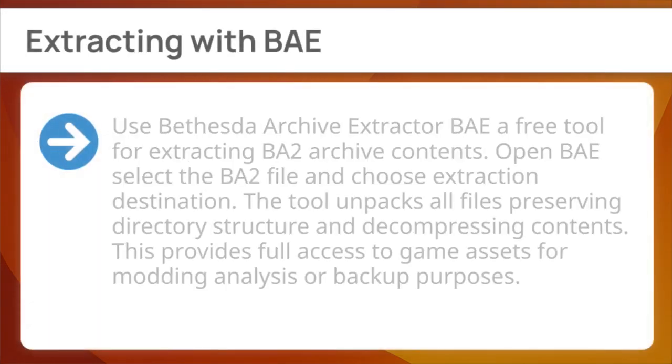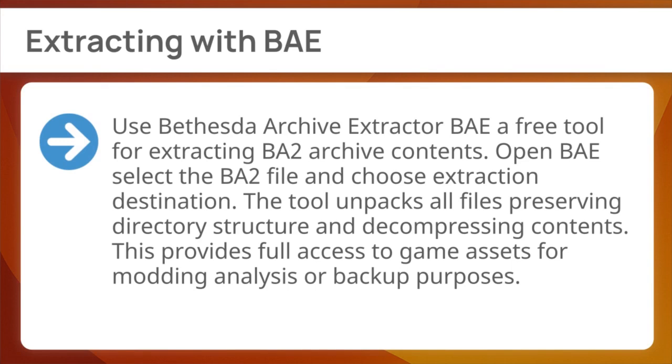First, extracting with BAE. Use Bethesda Archive Extractor, BAE, a free tool for extracting BA2 archive contents. Open BAE, select the BA2 file, and choose an extraction destination. The tool unpacks all files, preserving directory structure and decompressing contents. This provides full access to game assets for modding analysis or backup purposes.